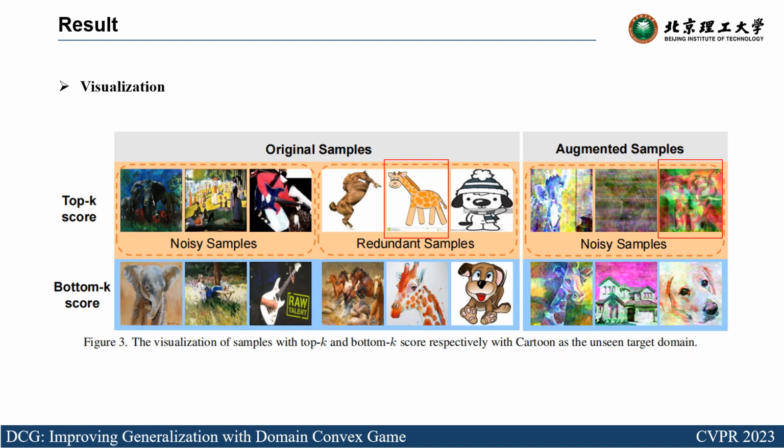Finally, we provide example samples with top K and bottom K scores. We can see that the filtered samples are either noisy images or redundant images, while the retained samples are all vivid and rich in information, which verifies the effectiveness of our sample filter.